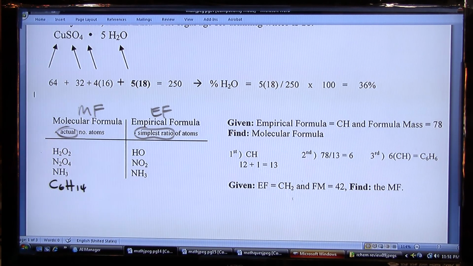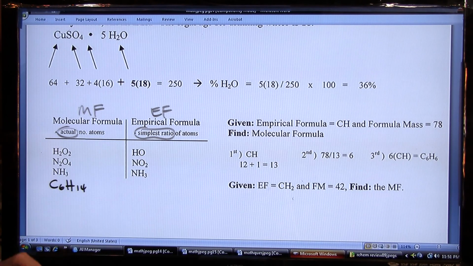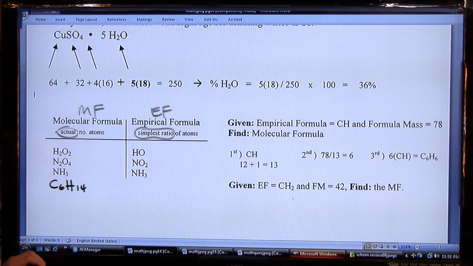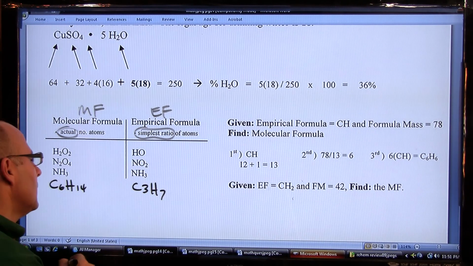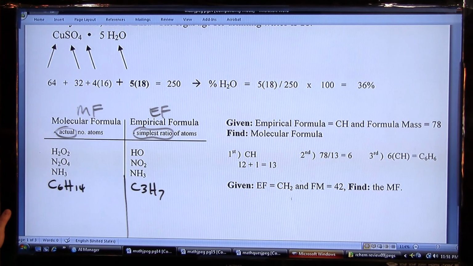So again, in this case here, you wouldn't divide by the smallest of the numbers because you wouldn't get whole numbers. So in this case here, this can simplify if you divide each of these by 2 into C3H7. That can't be divided any further or simplified any further.